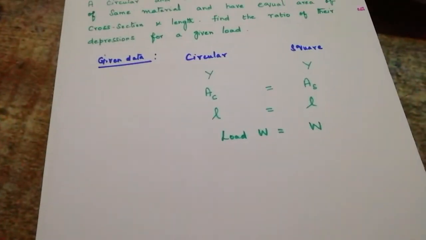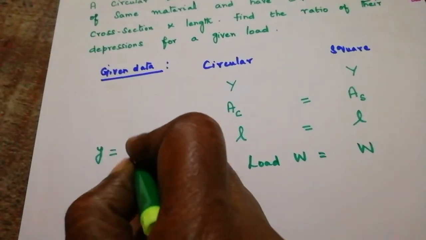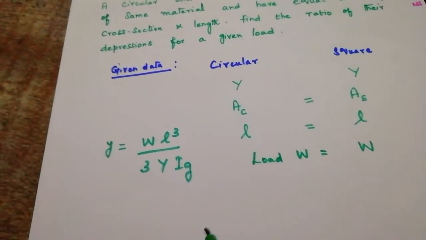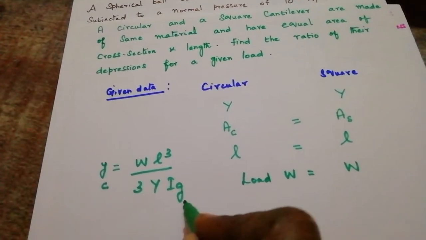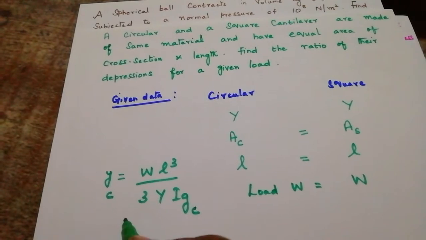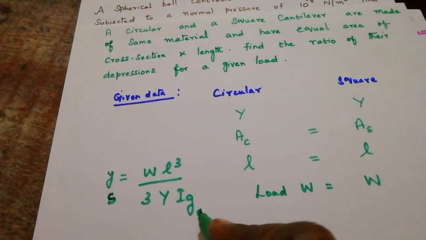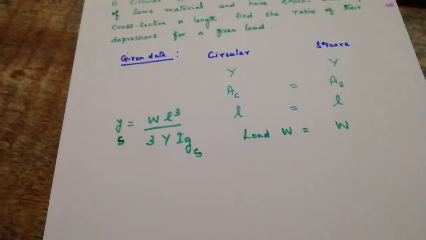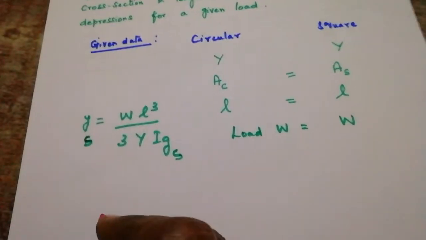We know the formula for a cantilever as y is equal to W L cube by 3 Y Ig. If it is a circular cantilever, I am going to write it with a subscript C, in the geometrical moment of inertia also I will write C. If it is a square cantilever, I will write the depression with a subscript S and the geometrical moment of inertia with the subscript S. So I am rewriting the formula.